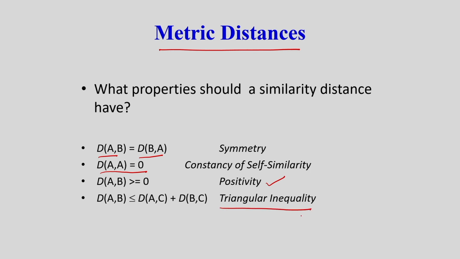And this is the triangular inequality: the distance between these two points, D(A,B), should be less than or equal to the distance between the point A and C plus the distance between the point B and C. So these are the properties of the metric distances. Based on this we can consider the Euclidean distance.